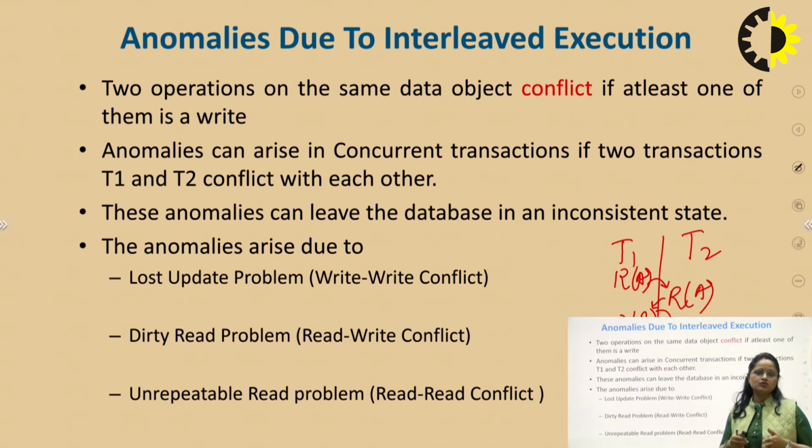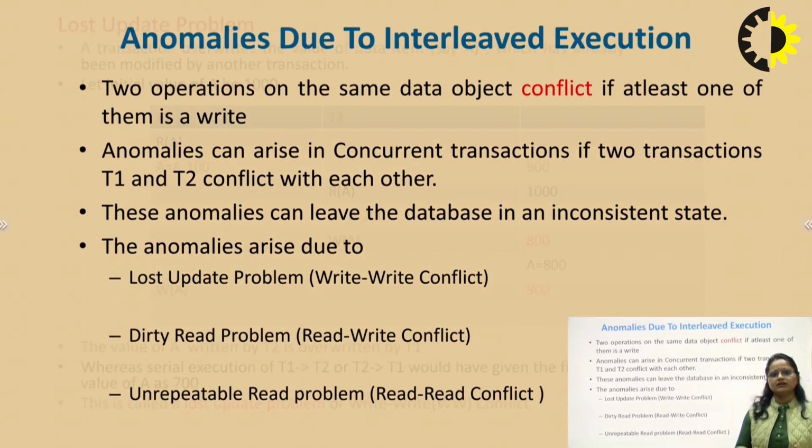Two operations on the same data object can conflict if at least one of them is a write. Anomalies can arise in concurrent transactions if two transactions T1 and T2 conflict with each other. Those anomalies can leave the database in an inconsistent state. The anomalies we need to see are the lost update problem, the dirty read problem, and the unrepeatable read problem. We must tackle all these problems to preserve consistency.